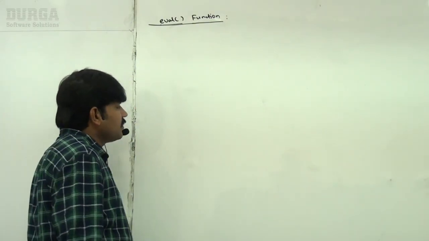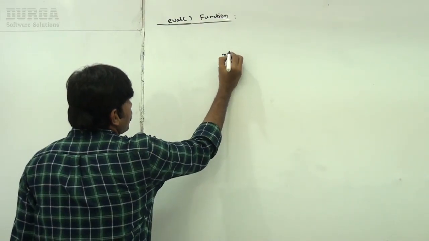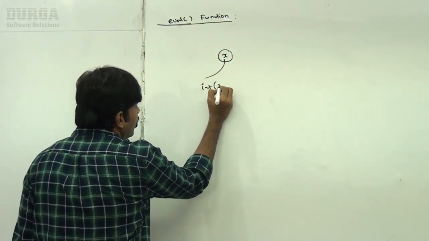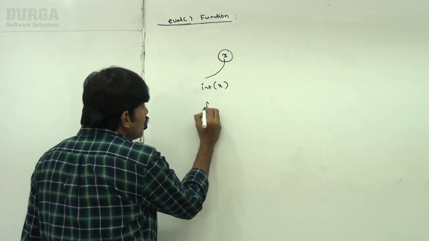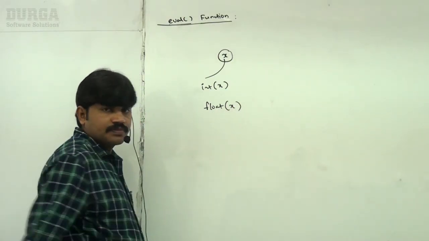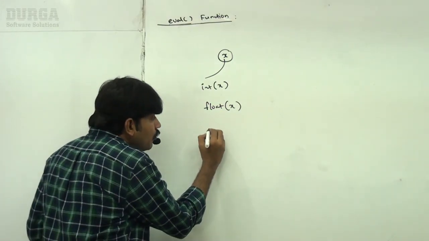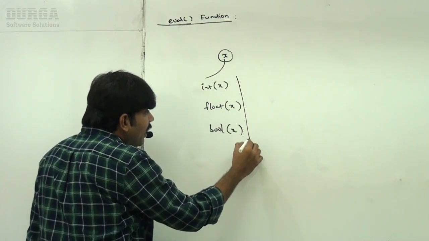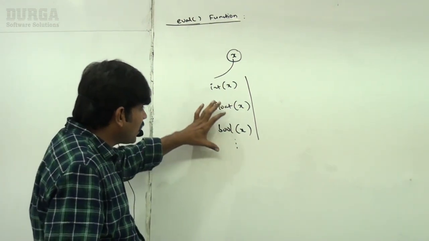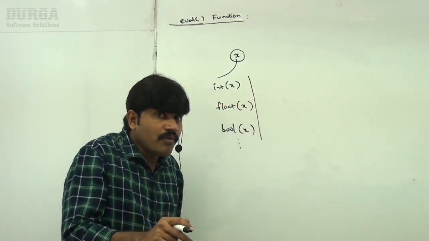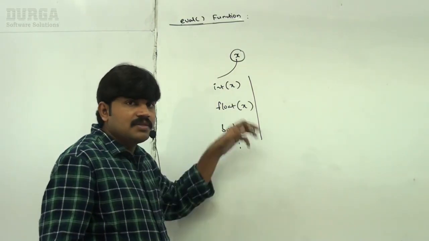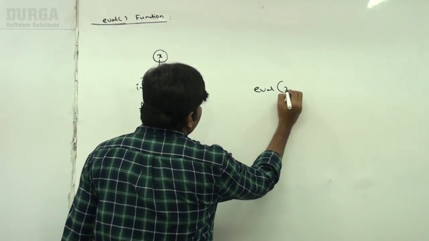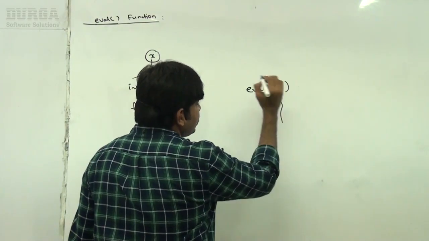Suppose I have some string x. I want to convert it to int type, int of x. I want to convert it to float type, float of x. I want to convert it to bool type, bool of x. We have this many typecasting functions, sir. Now if we use eval, these many typecasting functions are not required. The reason is that eval is going to evaluate what type this x is.